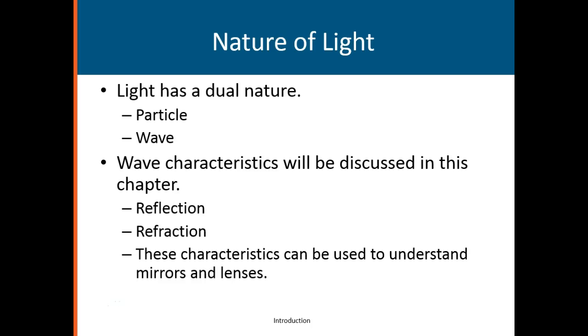Wave characteristics, the second one, will be discussed in this chapter, okay? And basically the next chapter. The particulate nature is in the third chapter in this section, which you're not going to have time to do. So, we're just going to focus on the wave nature of light, okay? In this chapter, we'll talk about reflection of light, which y'all are benefiting from right now, because the light is hitting the board, being reflected off the board, and that's what makes you see it, okay?